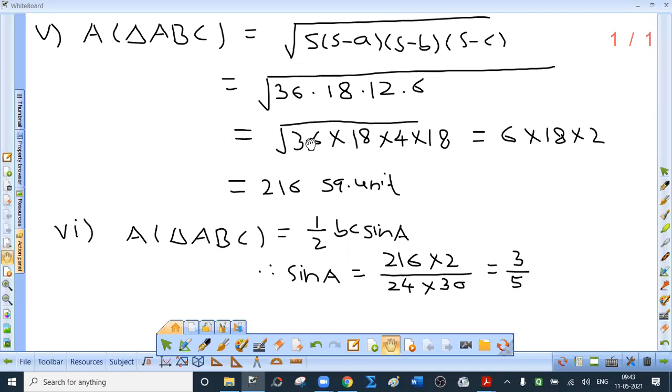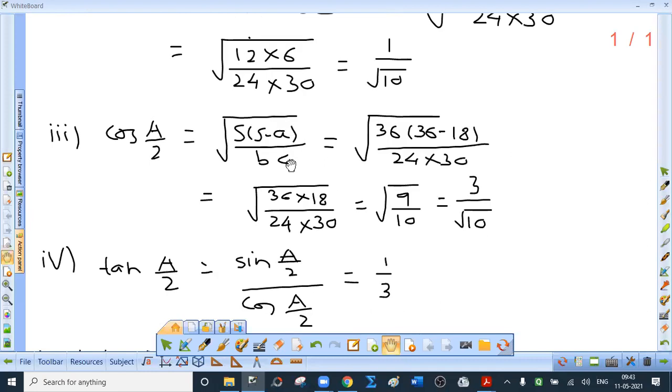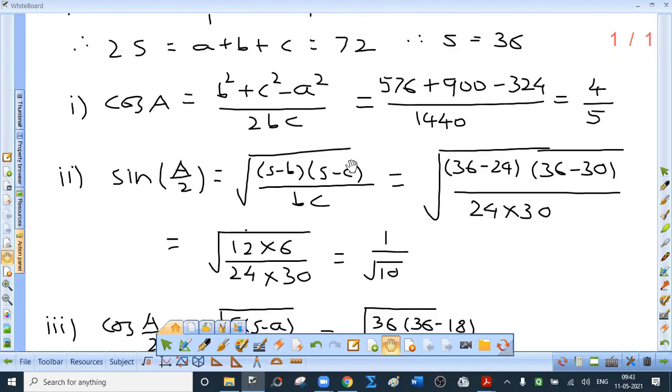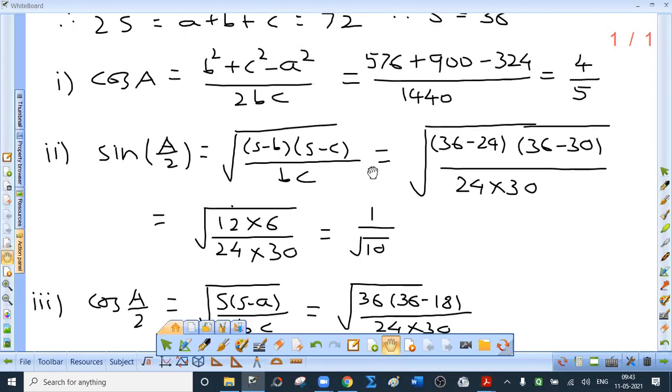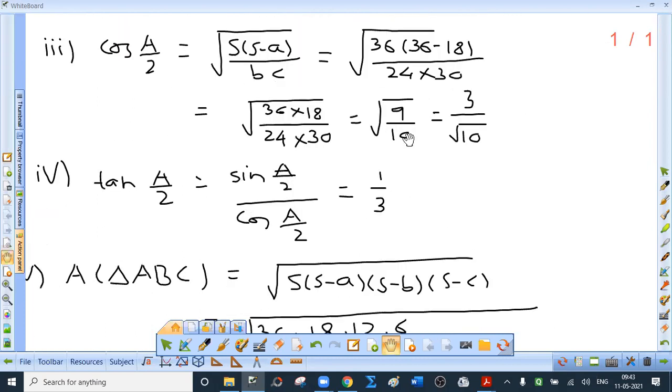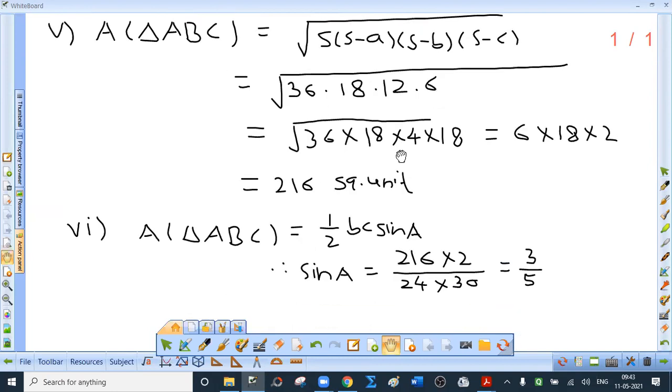Another method is, just a minute. We have already obtained cos A. Cos A is 4 by 5. So from this also we can find sin A as 3 by 5. Right.